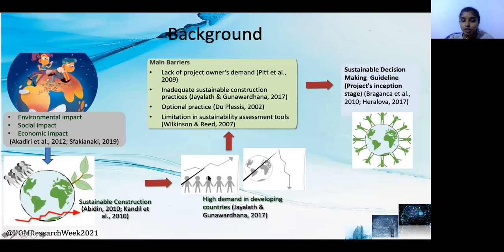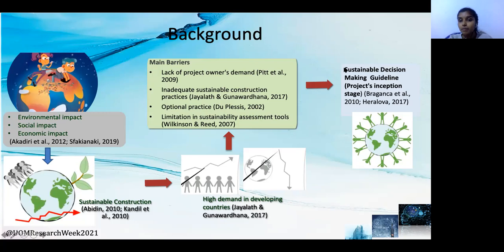However, with the increase of population, the living standard of people is rising and the Earth's ability to provide these resources is declining. Therefore, mainly developing countries have a high demand for sustainable construction, but barriers like lack of project owners' demand, inadequate sustainable construction practices, optional practice of sustainable development for the construction industry, and limitation in sustainability assessment tools are hindering these sustainable practices in those countries.